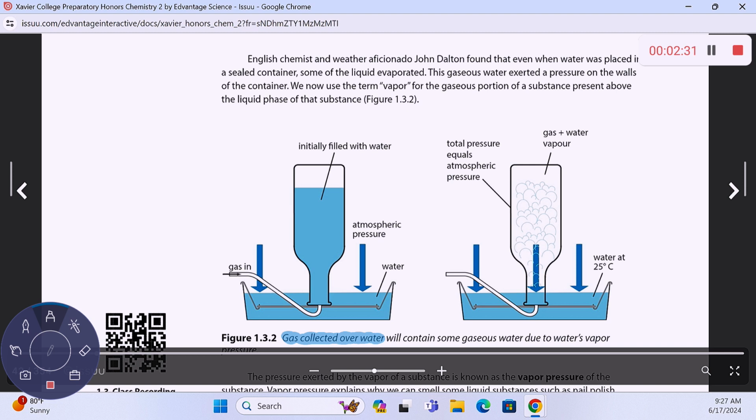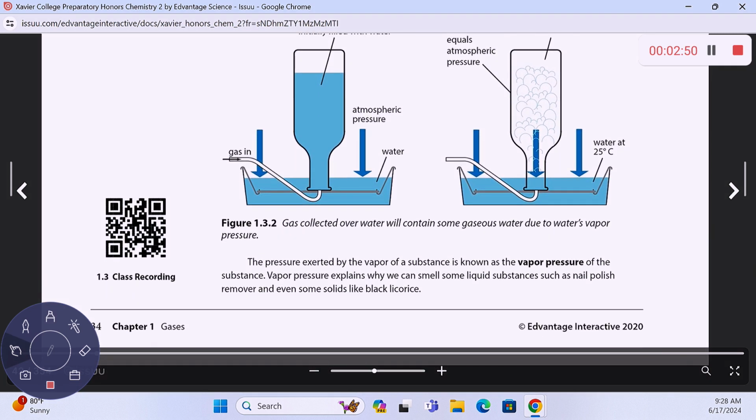If I decided to collect like hydrogen gas over water, then I would have a tube where it bubbles through and then it bubbles above the water. And then as it gets collected above here, I can figure out what the pressure is of it because I know what the vapor pressure of water is above its own liquid at various temperatures, okay? And I'm going to talk more about that in a second. For now, I'm just introducing the concept of vapor pressure.